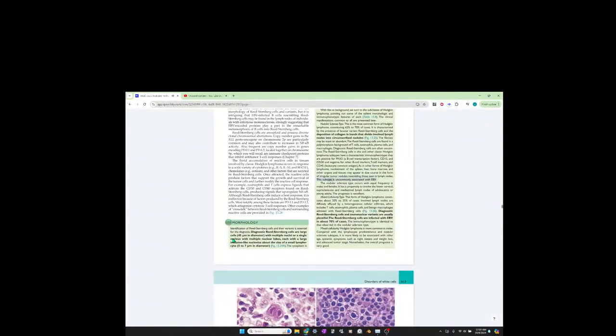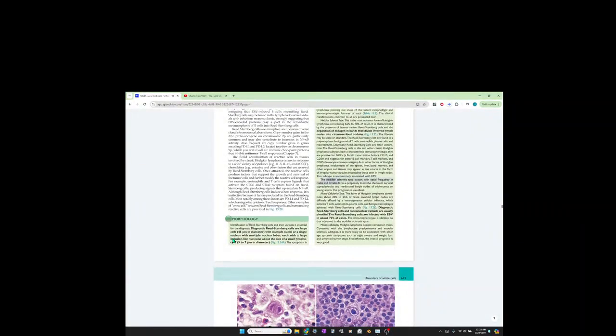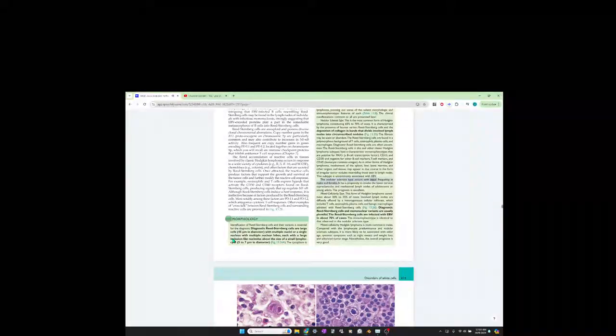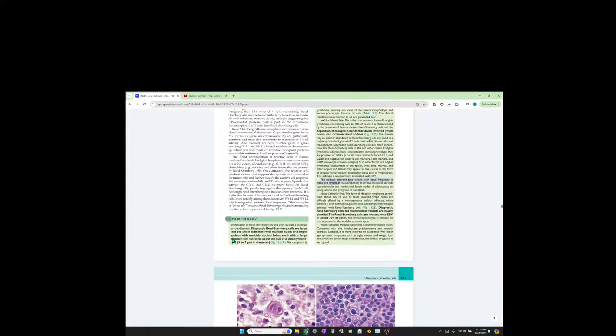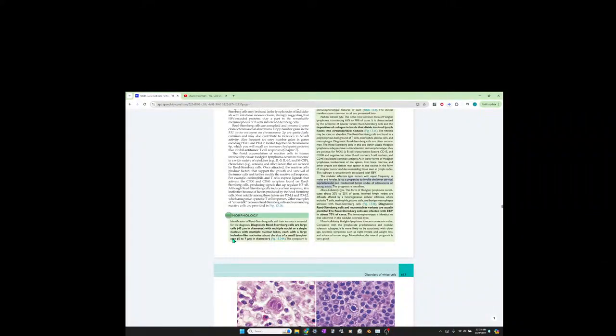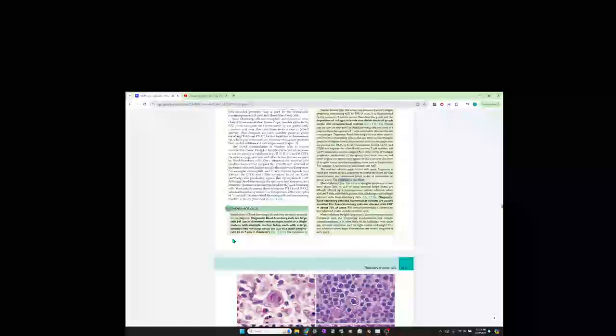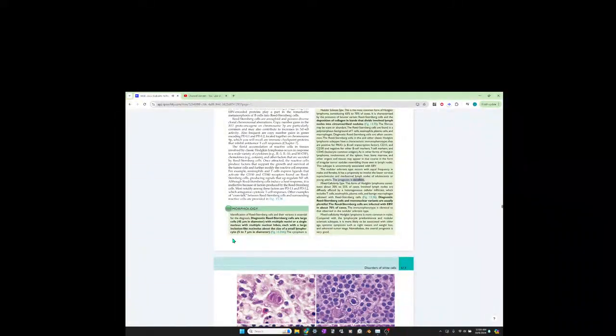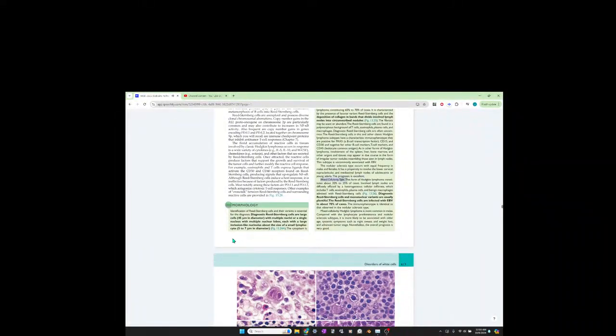This subtype is uncommonly associated with EBV. The nodular sclerosis type occurs with equal frequency in males and females. It has a propensity to involve the lower cervical, supraclavicular, and mediastinal lymph nodes of adolescents or young adults. The prognosis is excellent.